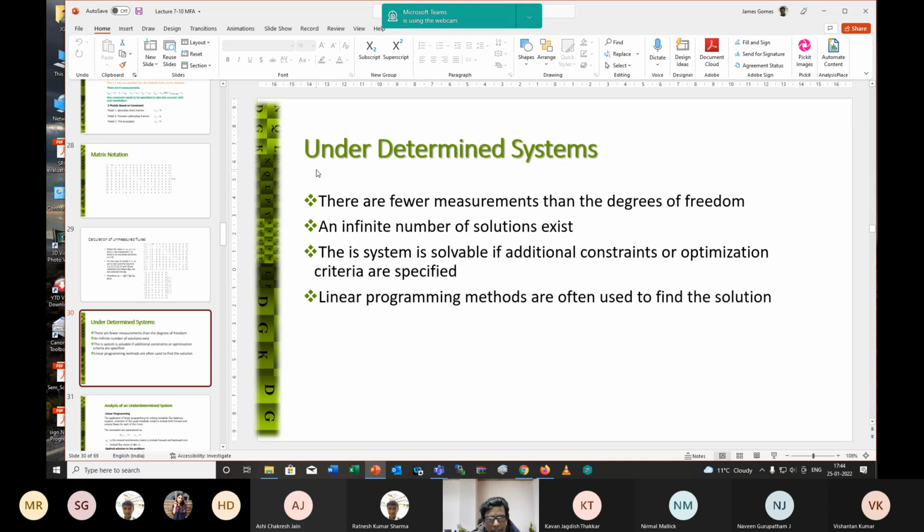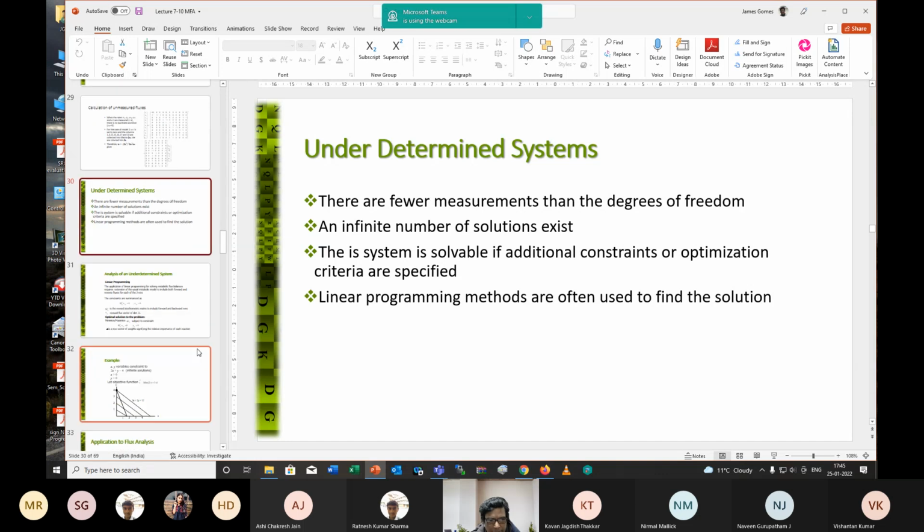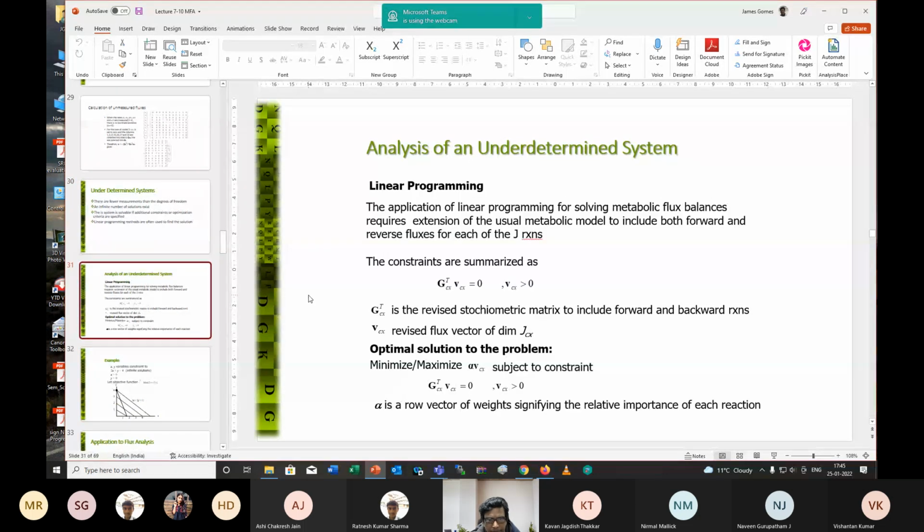Okay, now let's look at underdetermined systems. In such cases, you have fewer measurements than the degrees of freedom, and there are an infinite number of solutions. This is only solvable if you add additional constraints, or you supply an optimization criterion to the problem. Often linear programming methods are used to find a solution, but there are other methods also, which you will look at.